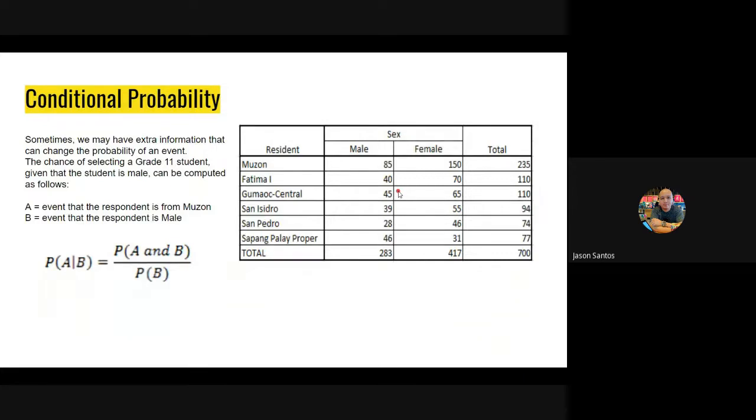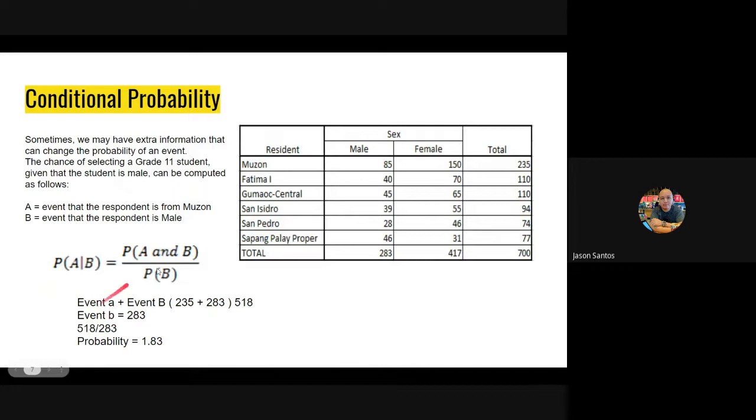In relation to this, let's talk about conditional probability. Conditional probability deals with events that have extra information that can change the probability of an event. Let me underscore can change, meaning there is a possibility for the event to change because of this extra information. Let's say you are doing a survey in the mall with different people coming from different locations. You want to find out A, the event that the respondent is from Luzon, a certain barangay here in San Jose del Monte, and B, the event that the respondent is male. We have a way of computing for that, which is the probability of A given B is equal to the probability of A and B divided by the probability of B. Let's look at how we can solve this.